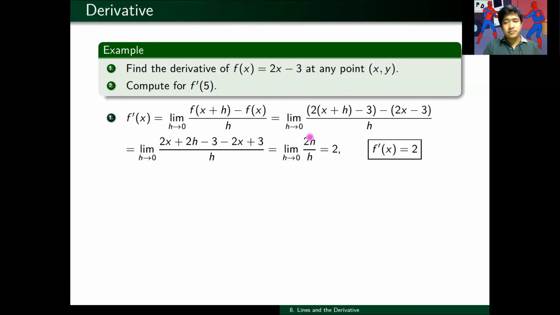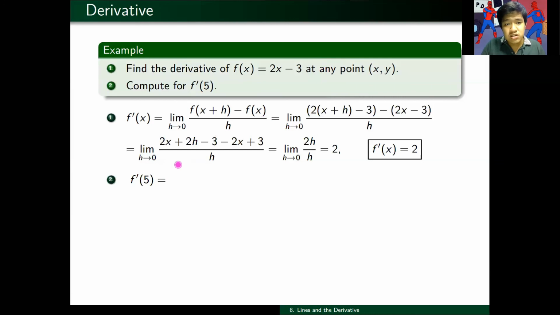Okay? So this is your derivative at any x. F prime of x equals 2. Okay? Next, I want the derivative at 5. This time, my x0 is 5. So, isang pwede kong gawin, ulitin ko tong manipulations na yan. This time, my x is 5. So, I have a f of 5 plus h minus f of 5 over h.